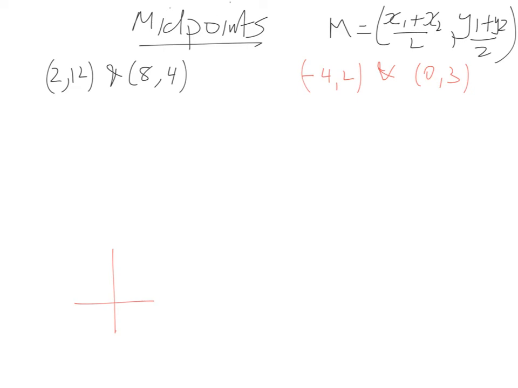So the next thing we're looking at is how to find the midpoint of 2 points on a graph. Sometimes they'll give you 1 point and a midpoint, and ask you to find another set of coordinates.